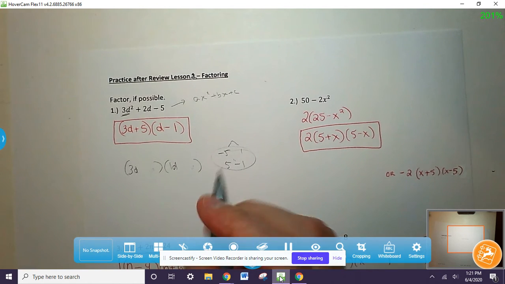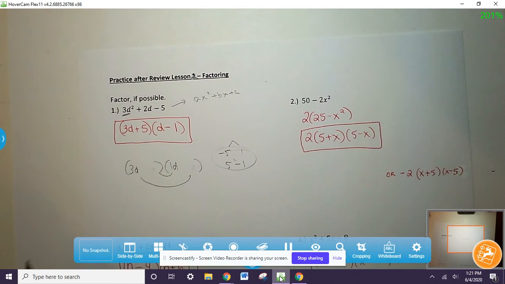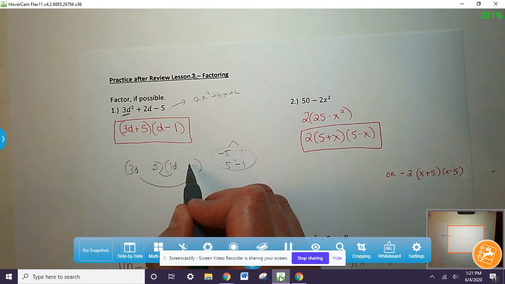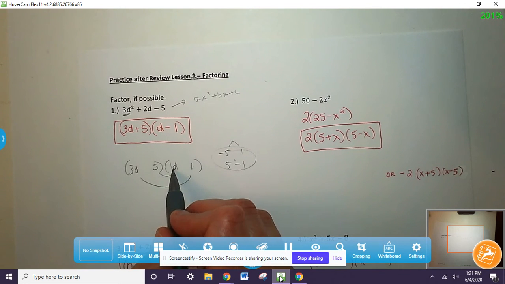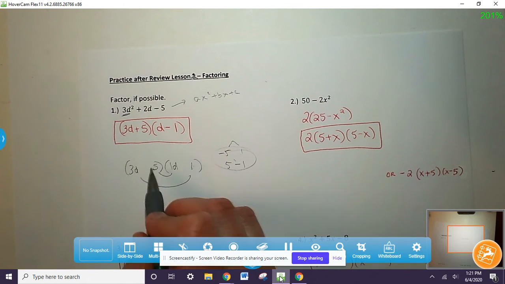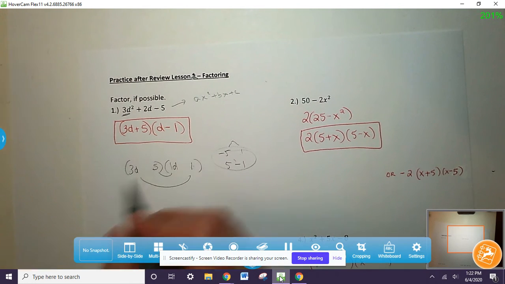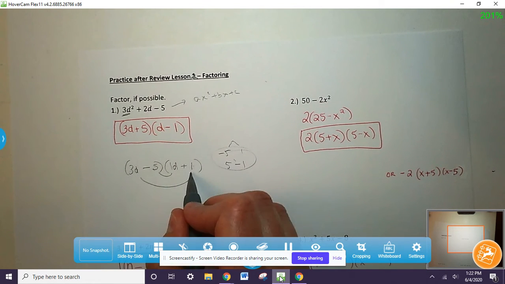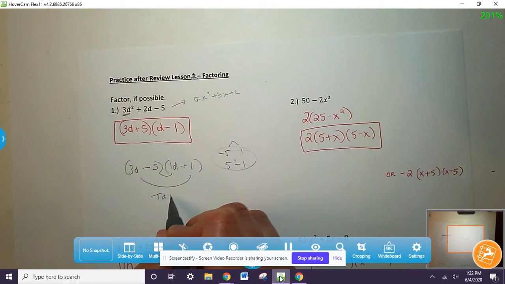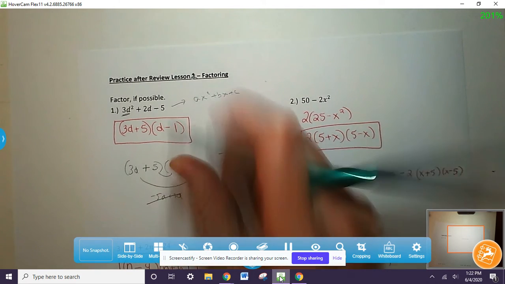So keeping in mind that we want to get a 2d from the outers and inners, if we try a 5 here and a 1 here, I'm going to ignore the signs for a minute. That gives me 5 and 3. Well, those add to 8, but the difference is 2, so this might be a possibility. If I try a minus here and a plus here, that's going to be negative 5d and plus 3d. That does not work because that gives me a negative 2. So what I need instead is a plus here and a minus here.